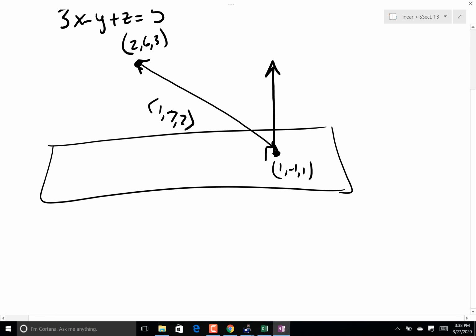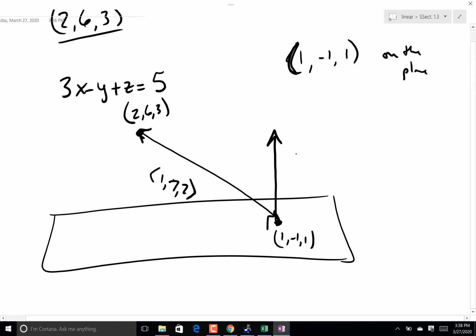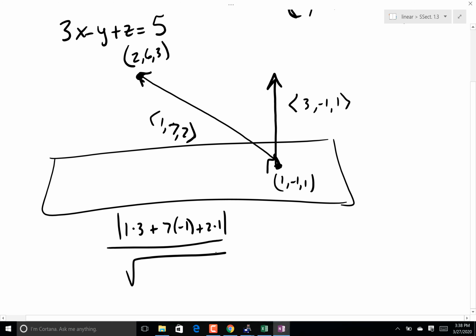Now I'm going to do it both ways. Okay, so if I was just going to do this thing here, I do A dot B there. Now this, obviously, normal vector is (3, -1, 1). Okay, so if I was to do this with just a projection, it's going to be 1 times 3 plus 7 times -1 plus 2 times 1, absolute value, over the square root of 9 plus 1 plus 1. So I should get 3 minus 7 plus 2, which is -2, so 2 over the square root of 11. That is how far it is from here straight down to there.